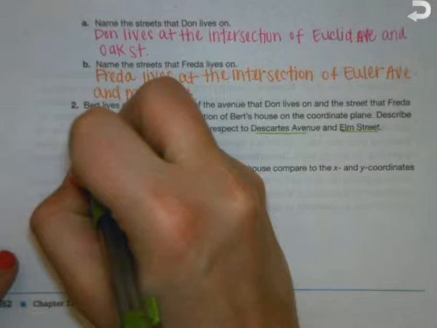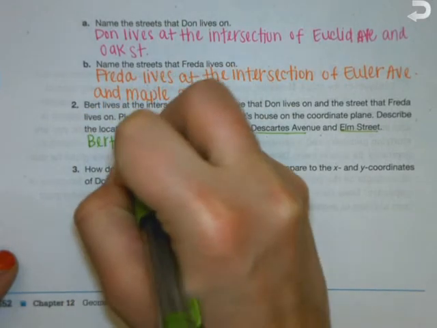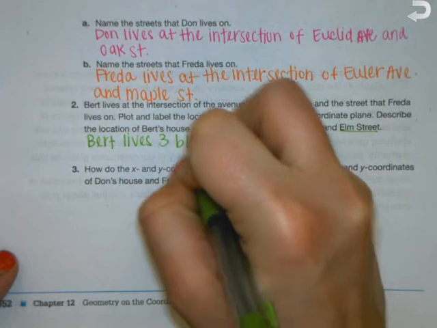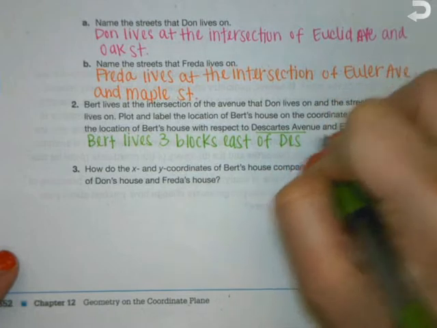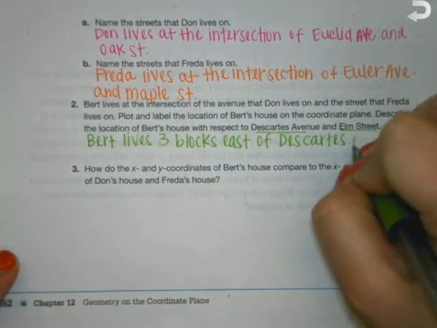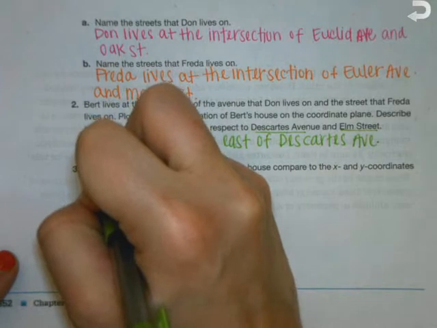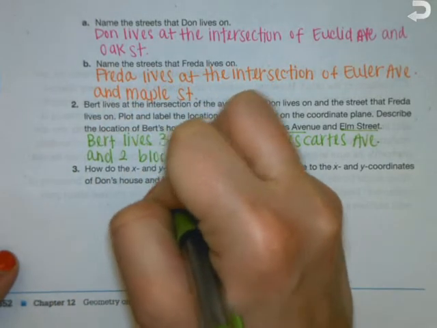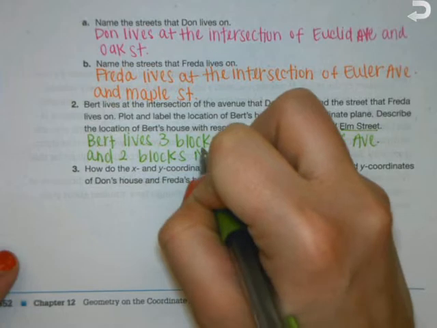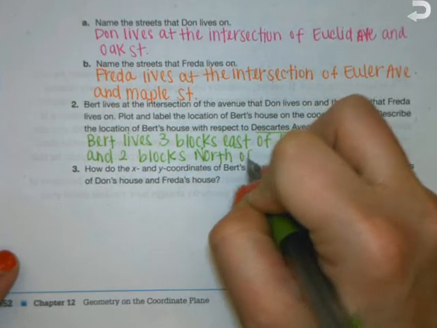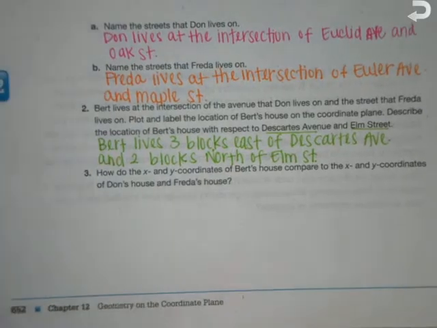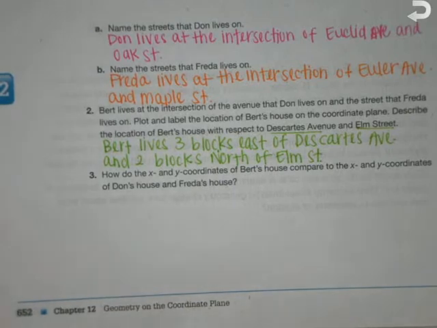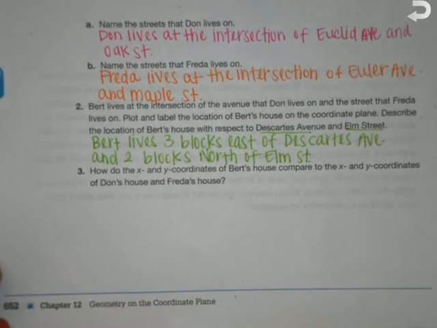So something like Bert lives 3 blocks east of Descartes Avenue and 2 blocks north of Elm Street. Okay? All right, so then let's look at number 3. How do the x and y coordinates of Bert's house compare with the x and y coordinates of Dawn's house and Frida's house? What did you guys notice?